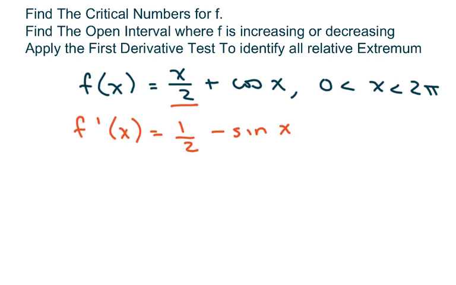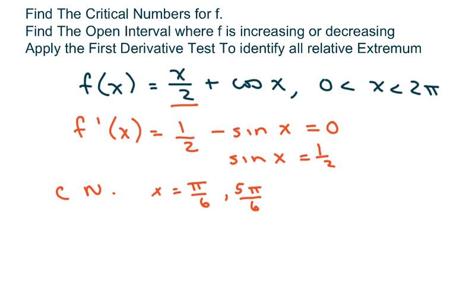And to find the critical numbers, we set the derivative to 0. So we get sine of x equals 1/2. Therefore, our critical numbers are x equals pi over 6 and 5 pi over 6.